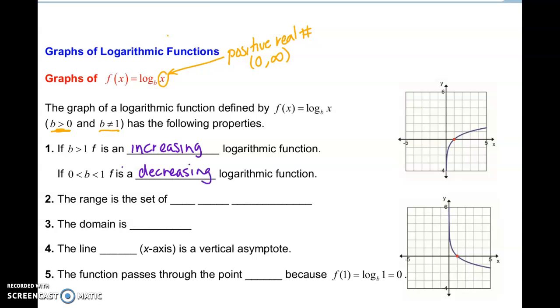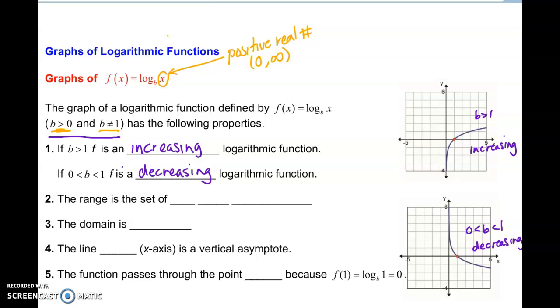If I take a look at the graphs, this is when b is greater than 1, and you have an increasing function. And this one down here is when b is between 0 and 1, and you have what appears to be a decreasing function. Now, b cannot be below 0 or equal to 0, as it's told to us right here. So there's no graph if those things were true.